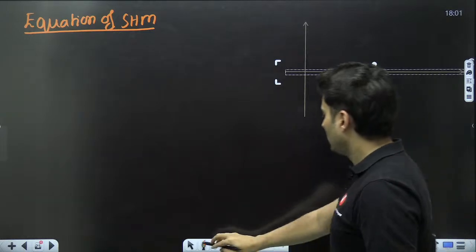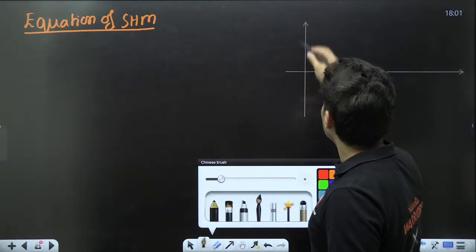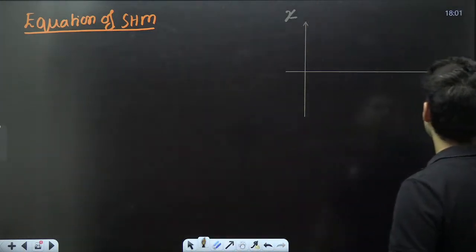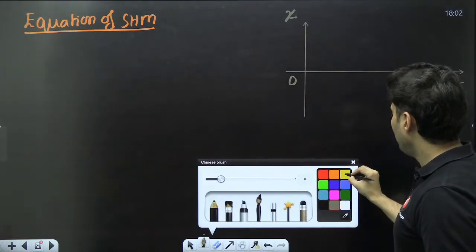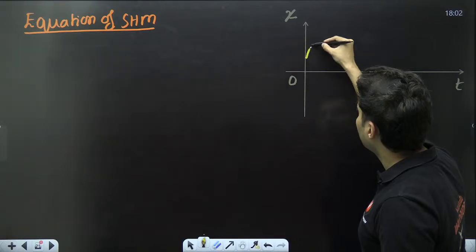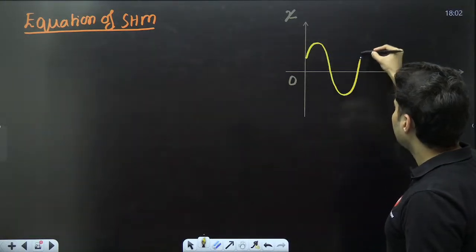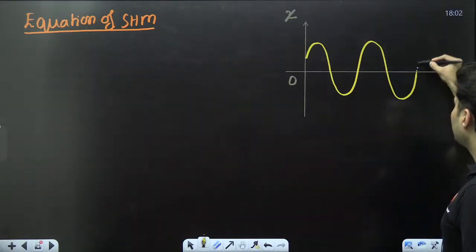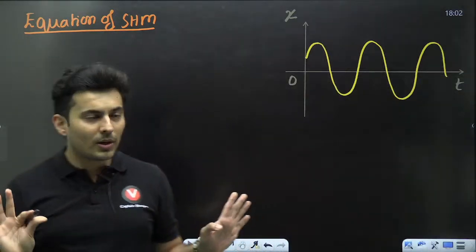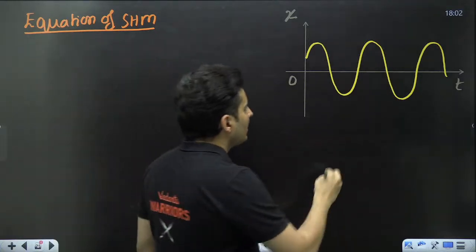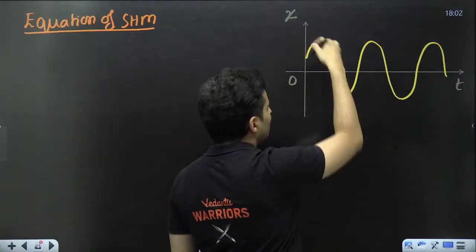Okay, so this is your X, this is your time, this is the origin. Maybe the graph goes like this. I've just shown a few oscillations. That's perfectly fine. This is time, this is position.